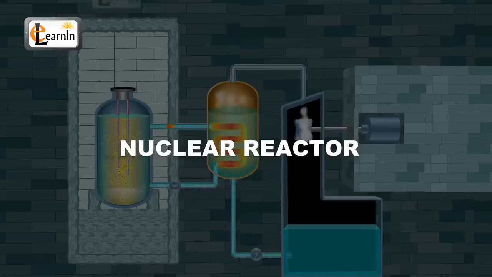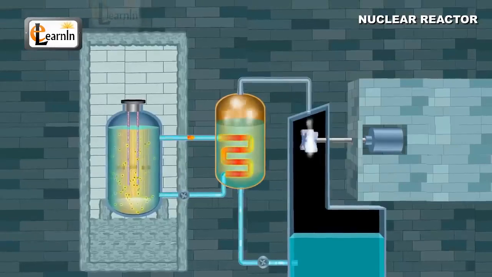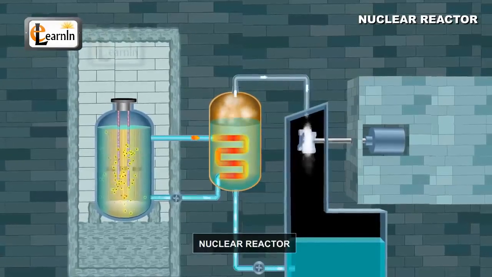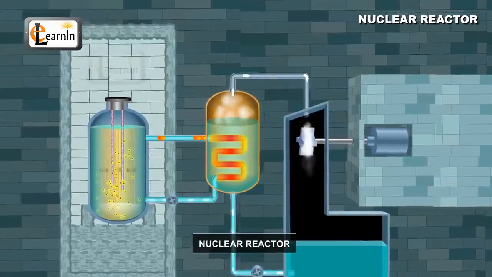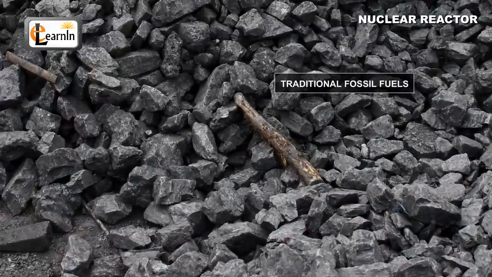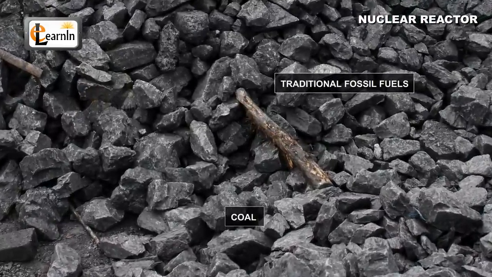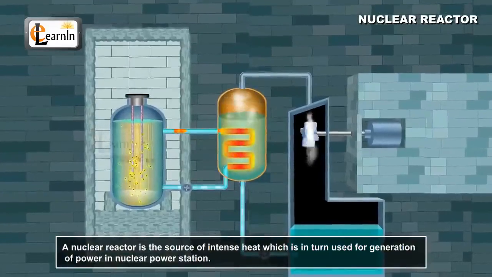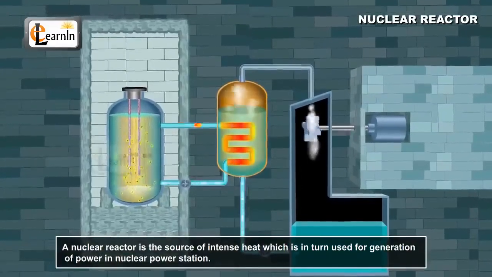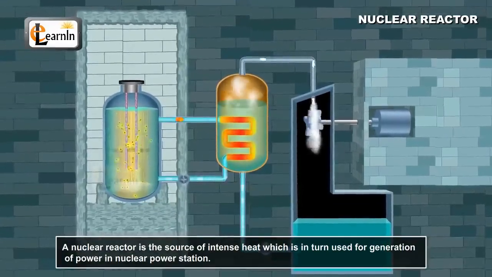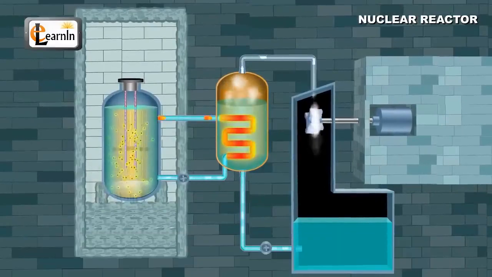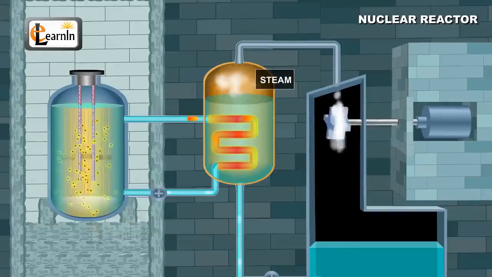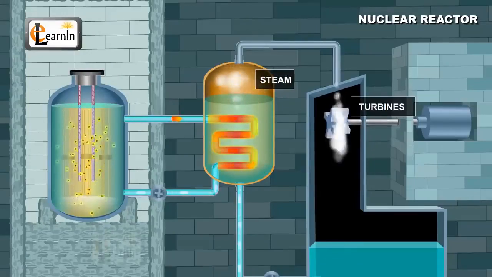a half. Nuclear reactor. In this video, we're going to learn about the nuclear reactor. Nuclear reactors are the modern-day devices extensively used for power generation as the traditional fossil fuels, like coal, are at the brink of extinction. A nuclear reactor is the source of intense heat, which is in turn used for generation of power in nuclear power stations. Its mechanism is similar to that of a furnace in a steam generator. The steam is used to drive the turbines of the electric generator system.